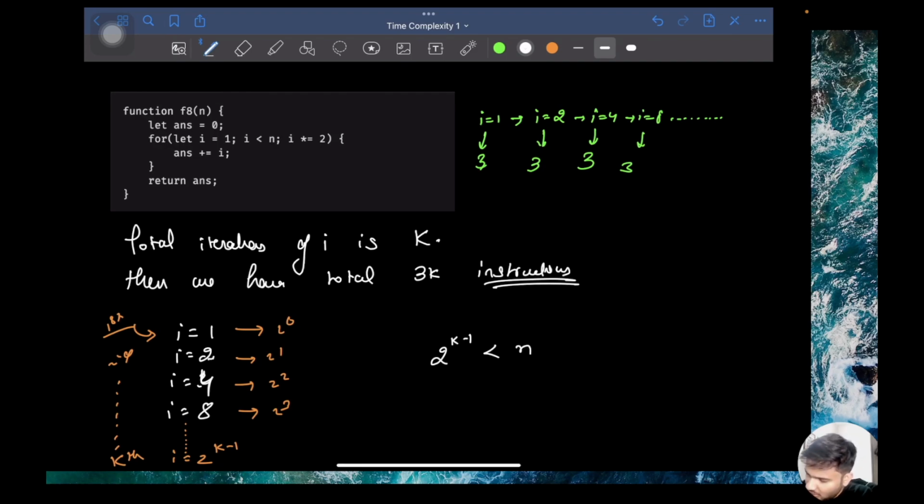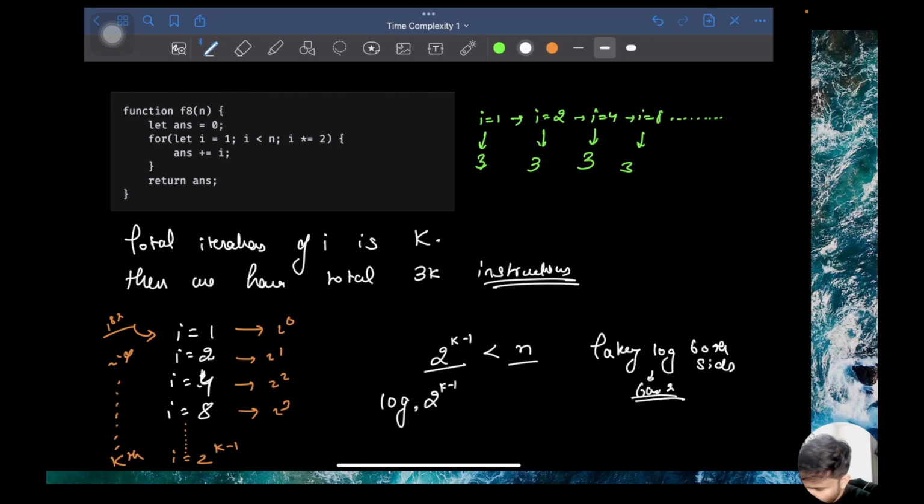Okay, now 2 raised to the power k minus 1 is less than n. Taking log both sides, log, and we should say log base 2. We will take log base 2 on both sides. So this will become log of 2 raised to the power k minus 1 base 2 less than log n to the base 2.